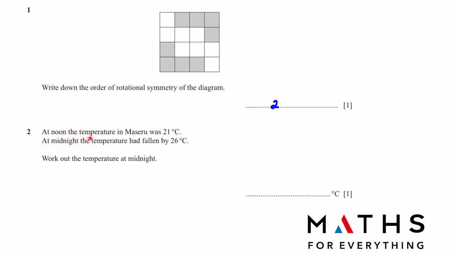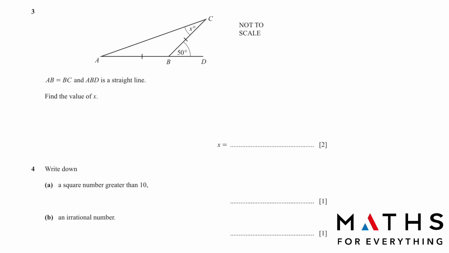Question number 2. At noon, the temperature in Maseru was 21 degrees. At midnight, the temperature had fallen by 26 degrees. Work out the temperature at midnight. So it was 21 and it fell by 26 degrees, so minus 26. This will give us negative 5 degrees Celsius as the answer.